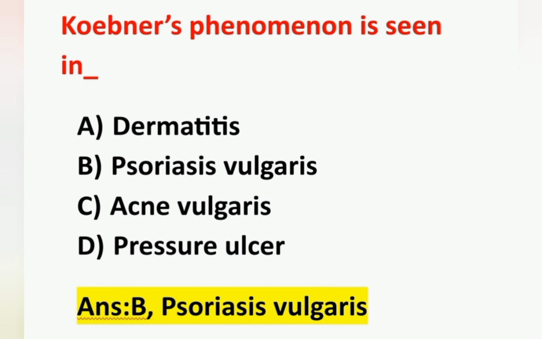Psoriasis vulgaris is a chronic recurrent erythematous inflammatory disorder of the skin. Lesions of psoriasis are usually symmetrical in distribution and commonly occur in scalp, elbow, knees, genital area and sacral region. Koebner phenomenon means the lesions may develop at the site of injury. Suppose if there is any injury, the lesions can occur there also. That is known as Koebner phenomenon. It is seen in psoriasis vulgaris. Option B is the correct answer.